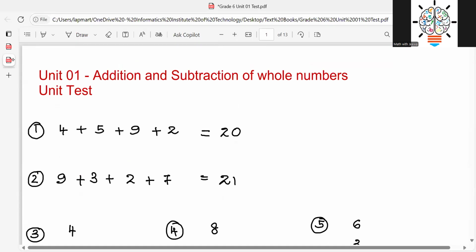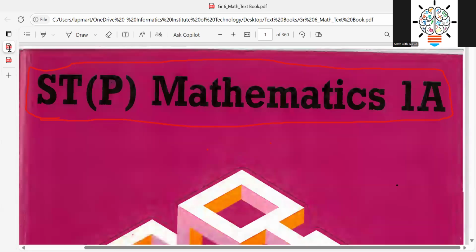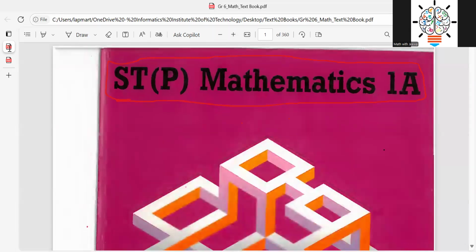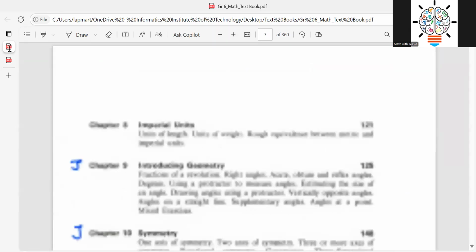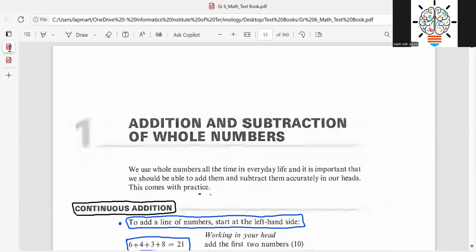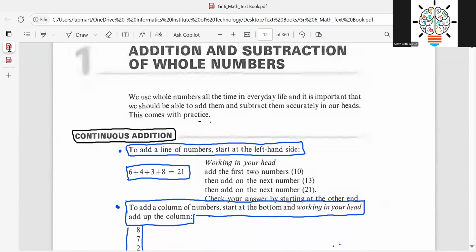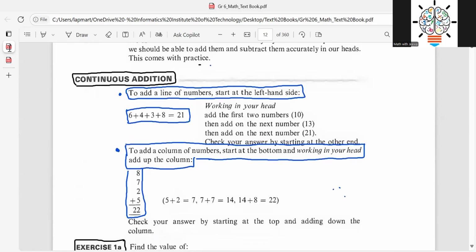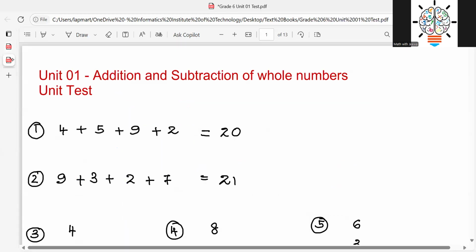Those things I didn't show you the steps, according to the theory that we learned. Can you remember, if you have a line of numbers, where you want to start? Take your theory book if you can't remember. To add a line of numbers, start at the left hand side, right? Always start at the left hand side, and if it is a column, you start at the bottom. For example here, the left side starts from 4.